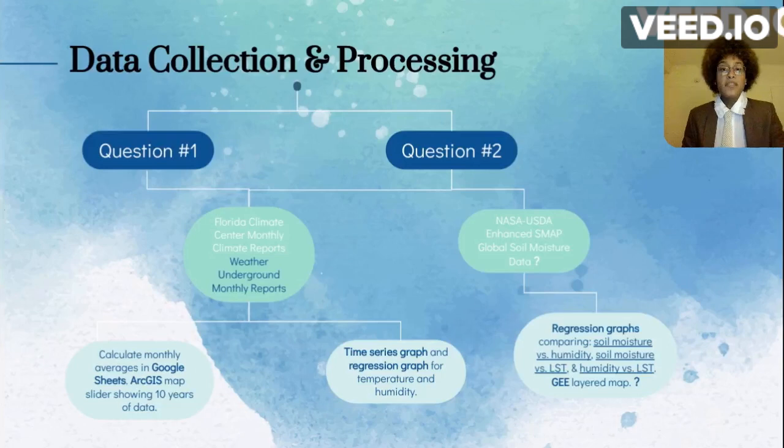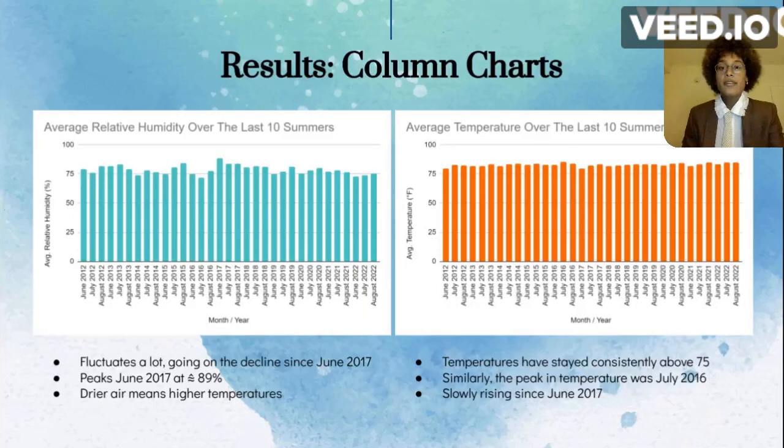Moving on to my analysis, as you can see on the left, this is the average relative humidity over the last 10 years, and it does seem to be fluctuating a lot, but seems to be on somewhat of a decline since 2017. It oddly peaked at 89% in June of 2017, which could be explained by some sort of climate event that occurred in Orlando, Florida.